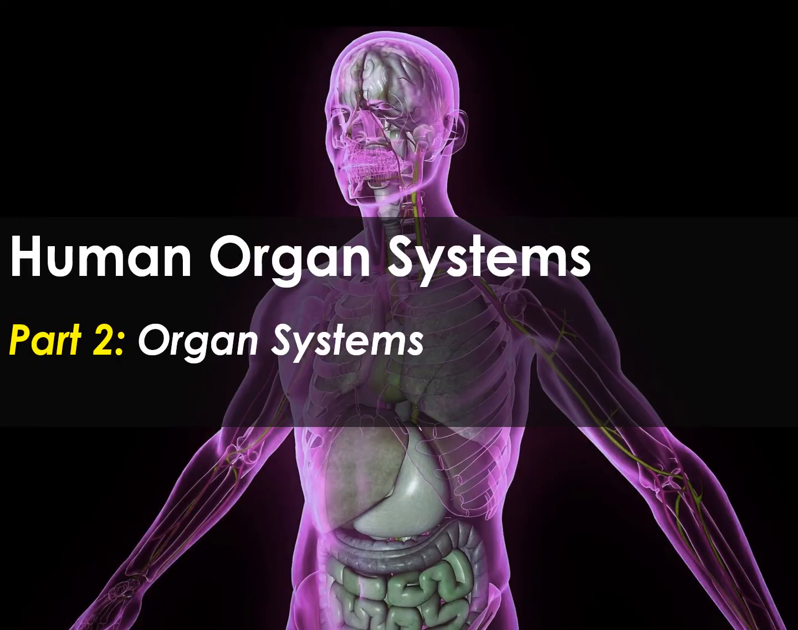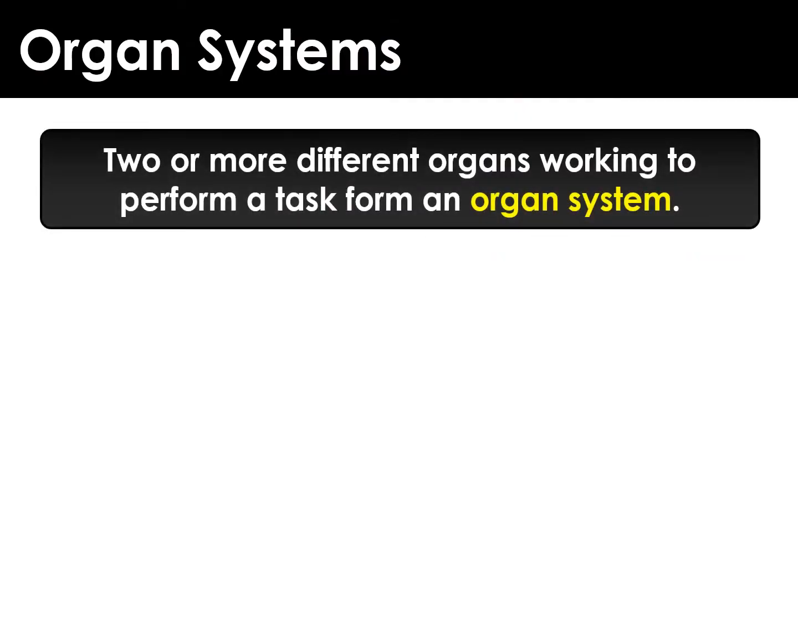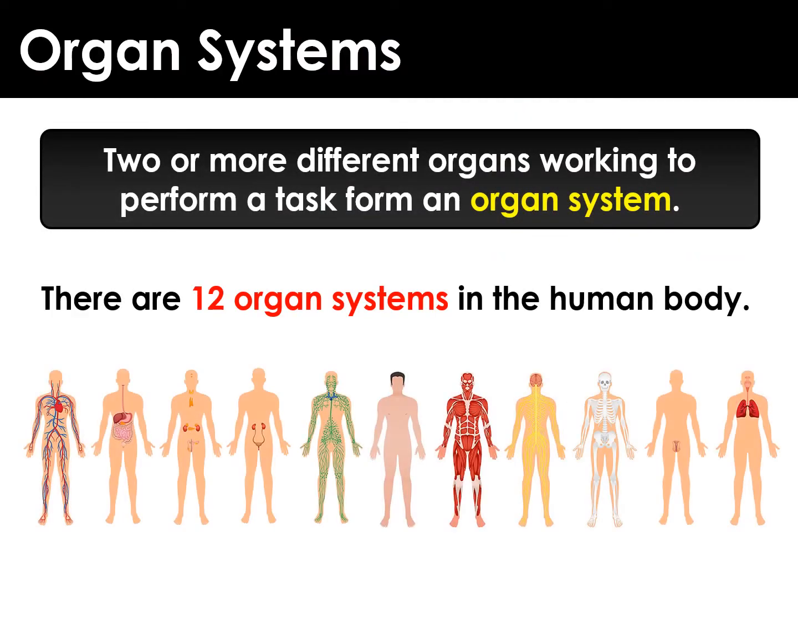Now that we have a good understanding of the different levels of organization, the next thing that we'd like to look at are organ systems. There are 12 organ systems in the human body. An organ system is comprised of two or more different organs with additional structures working together to perform a specific task.